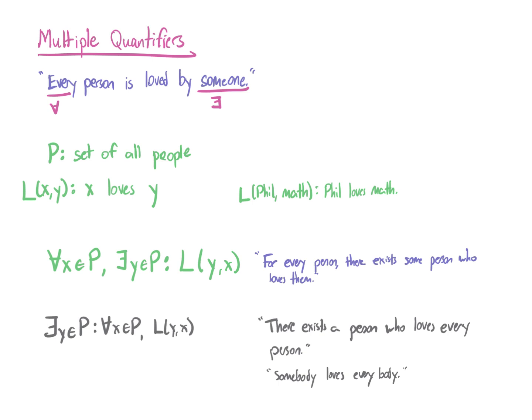This statement, somebody loves everybody, is very different because what that says is that there's one person in the world who loves all 8 billion other people in the world. I don't think there's anybody in the world who knows all 8 billion people, let alone loves them. So this incorrect translation where we swapped the order is definitely false. It would have been true if we'd gotten the order correct. So when we're working with multiple quantifiers, one thing you really have to pay attention to is writing them in the correct order.